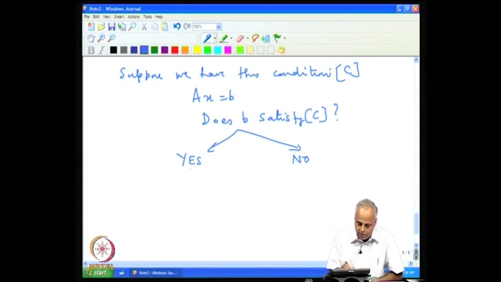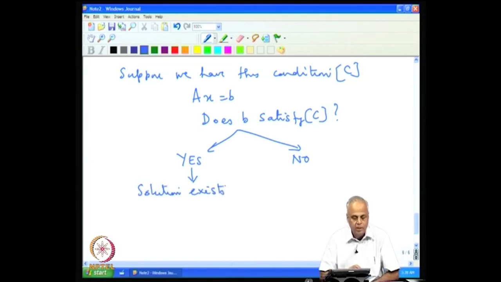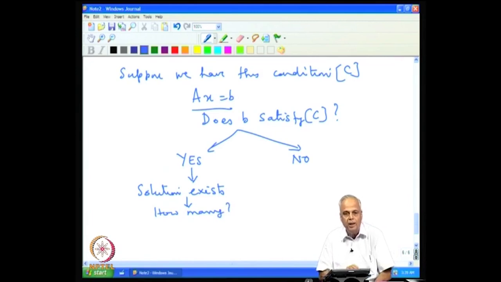When the answer is yes, what is the conclusion that we can make? We can say a solution exists. When we say solution, we refer to the system Ax equal to b. So, we know that the solution exists. Then the fundamental question is, how many solutions exist? This question arises because we have seen in the 2 by 2 system there are situations where we can get exactly one solution or situations where we can get infinitely many solutions. So, the answers are going to be 1 or infinitely many.